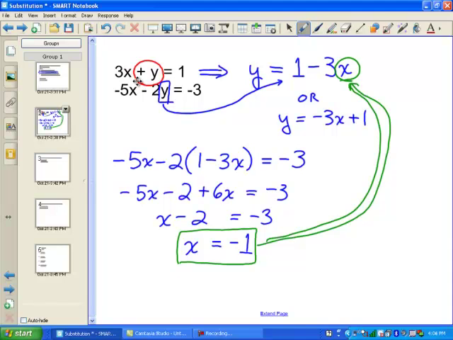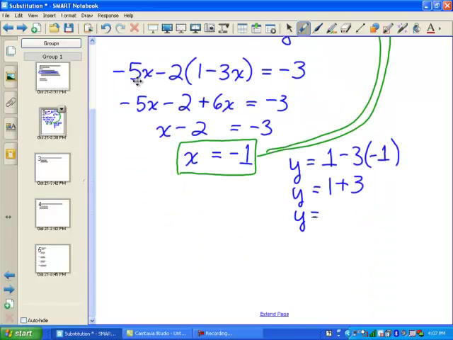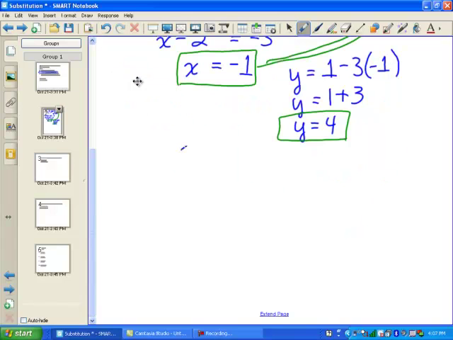So if I do that, I would get y equals 1 minus 3 times the value of x, which is negative 1. So y is equal to 1 plus 3, y is equal to 4. So that is the y-coordinate of the point at which the graphs of those two lines would meet. So the solution to the system of linear equations is the coordinate pair negative 1, 4.